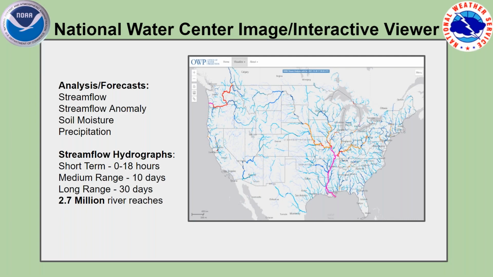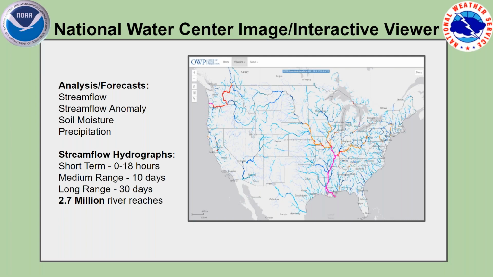generate analyses and forecasts for stream flow anomalies, soil moisture, and precipitation. And they do this for all river reaches across the United States. There are 2.7 million river reaches that they do this for. They do their analysis every hour, and I believe they run their forecast every 1 hour to 6 hours, depending on the short-term forecast is every hour, and it goes out 18 hours into the future. Medium range goes out 10 days, and the long range goes out 30 days.